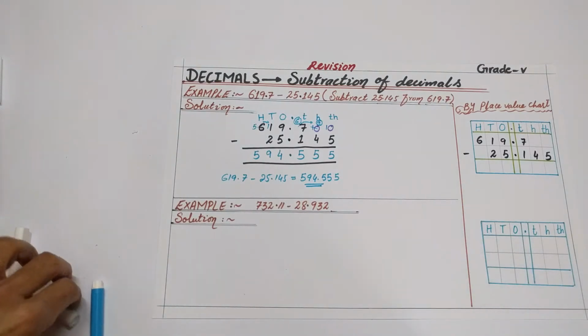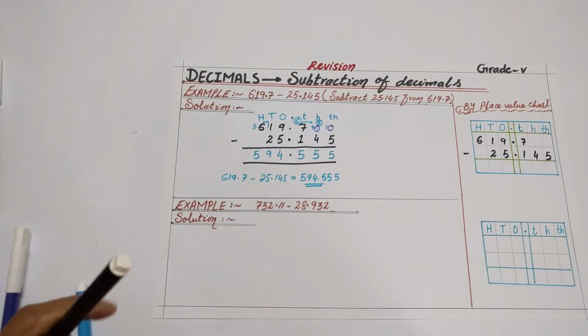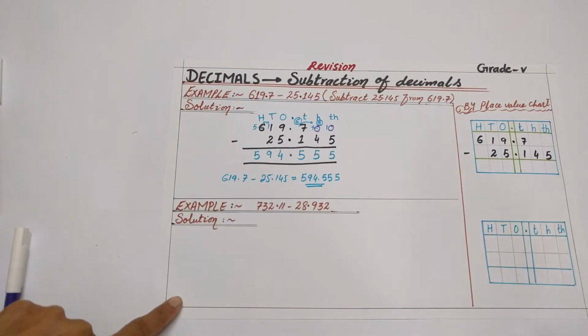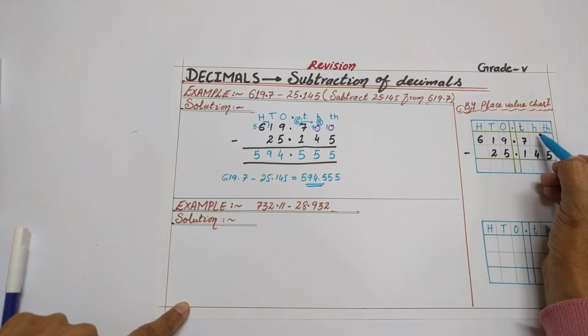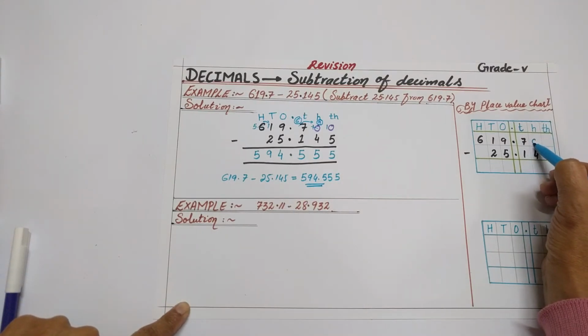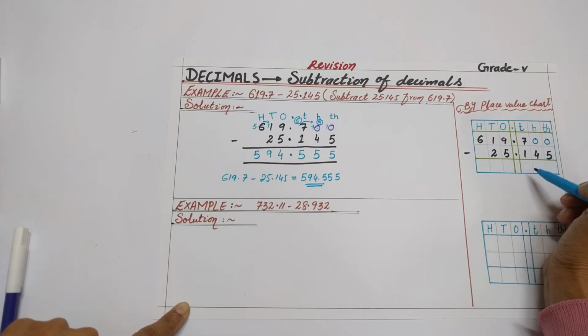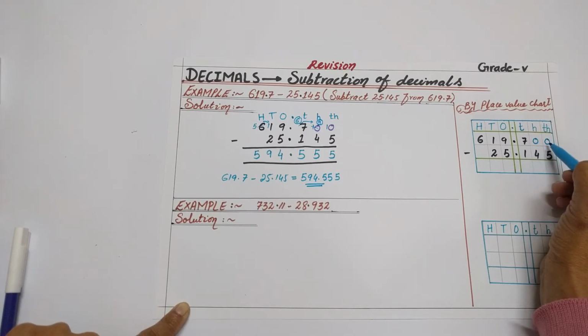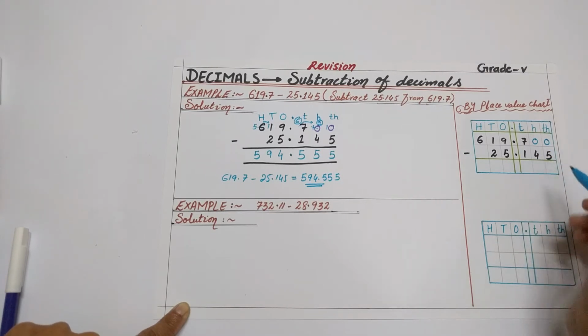So from the place value chart, it's very clear that two places are missing. In the first number, our hundredths place is missing, so we will put 0. Our thousandths place is missing, so we will put 0. Now it's 3 decimal places, and the second number also has 3 decimal places. Now we can easily subtract the numbers.